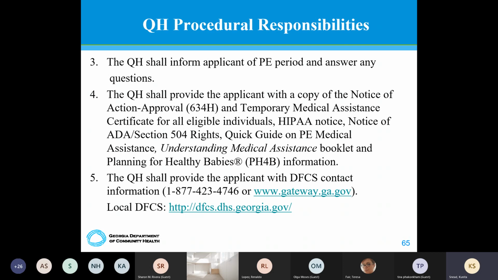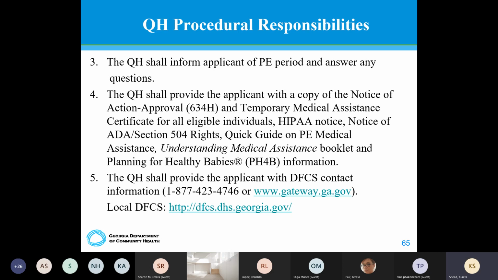So now, once you have determined the person eligible, you enter the information from the 632H to make a determination. You're going to answer any questions that the applicant has, and this is the information you need to be providing to them. Of course, remember, you're going to provide them in writing what the decision was. So if it was approval, you're going to give them the approval notice, the 634H. Also, once you're able to enter them into Gametes, Gametes will allow you to print out a temporary certificate for that individual. You need to make sure you print that out for them as well.